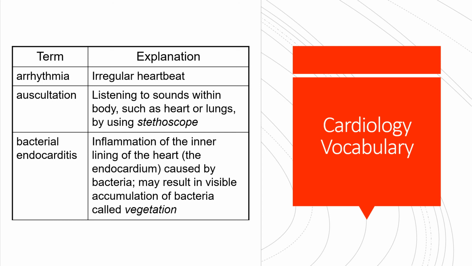Auscultation refers to listening to sounds within the body, such as the heart or the lungs, by using a stethoscope. Bacterial endocarditis is the inflammation of the inner lining of the heart, which is called the endocardium, and this is caused by bacteria. It can result in a visible accumulation of bacteria called vegetation.